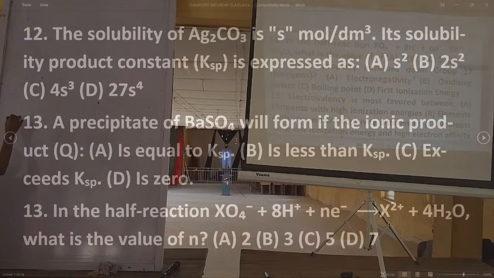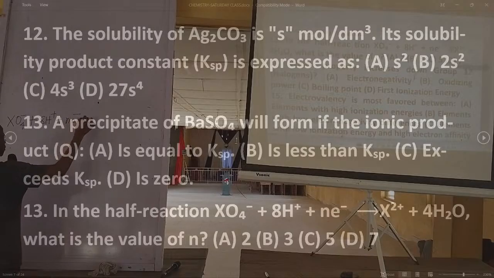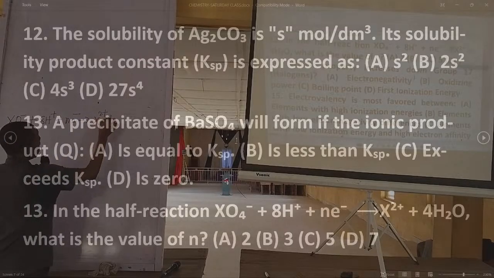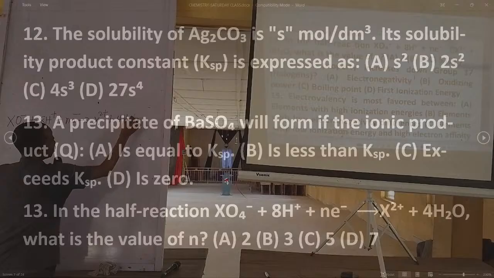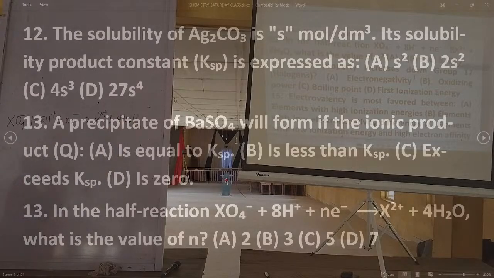This is the reaction XO4⁻ + 8H⁺ + ne⁻ gives XO²⁺ + 4H₂O. So this is what you do. Remember this 1 here, 1 times minus 1, that's minus 1. 8 times plus 1, that is plus 8. If you add them together, minus 1 and plus 8 will give us plus 7. Then just ignore this for a moment.